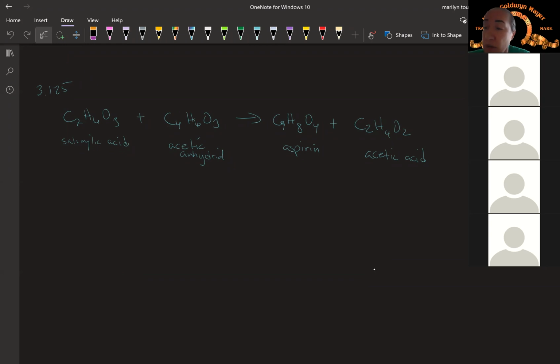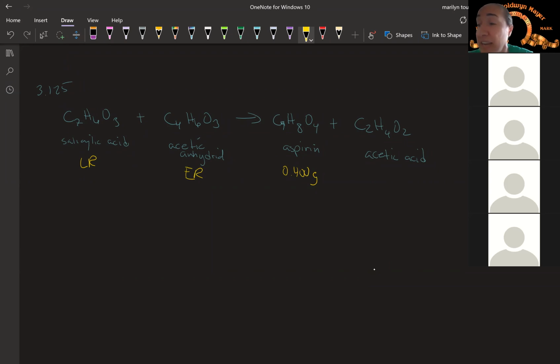So aspirin is synthesized by reacting salicylic acid with acetic anhydride, and there's the reaction. How much salicylic acid is required to produce 0.4 grams of aspirin, assuming the acetic anhydride is present in excess? So who's your limiting reagent? Salicylic acid. Salicylic, yes. So that is your limiting reagent. This guy's your excess reagent.